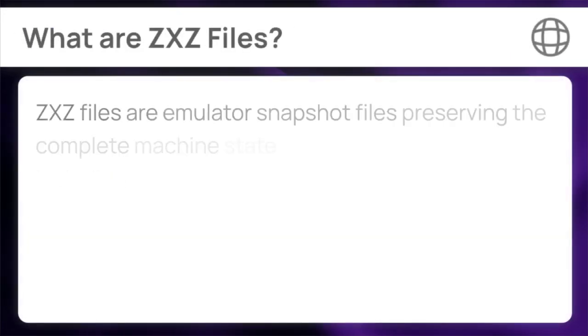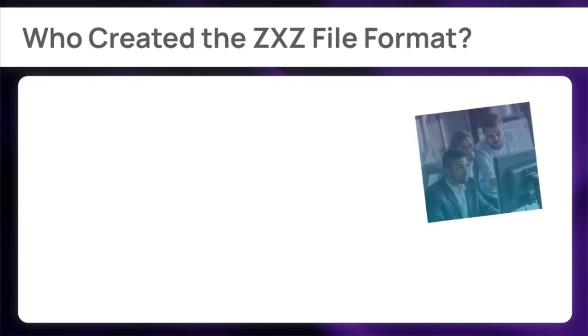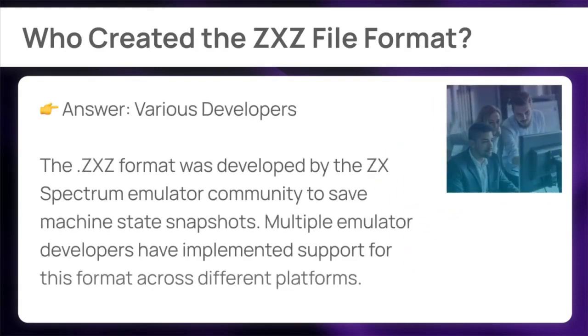ZXZ files are emulator snapshot files, preserving the complete machine state of a ZX Spectrum computer, including CPU registers, memory contents, display buffer, and peripheral states. They allow instant restoration of exact emulation sessions in ZX Spectrum emulators.